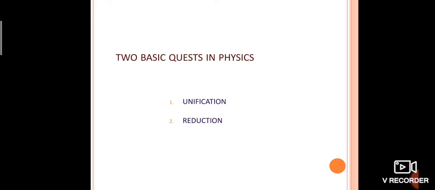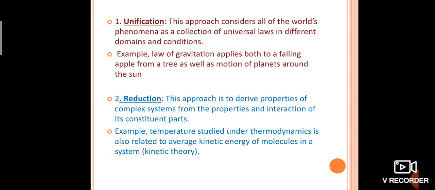Now, let us understand the two basic quests in physics. One is unification, second one is reduction. Let us learn them one by one. What is unification? This is an approach which considers all of the world's phenomena as the collection of universal laws in different domains and conditions. For example, the law of gravitation applies both to a falling apple from a tree as well as the motion of planets around the sun.